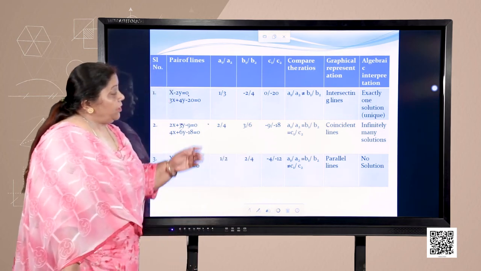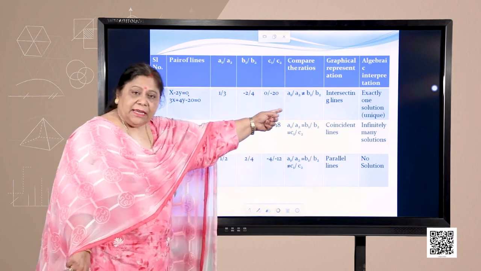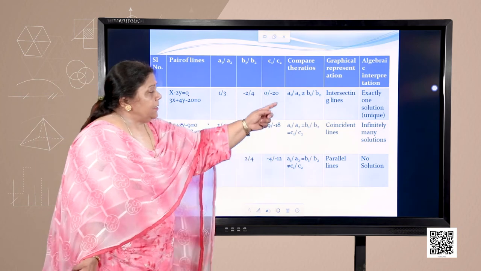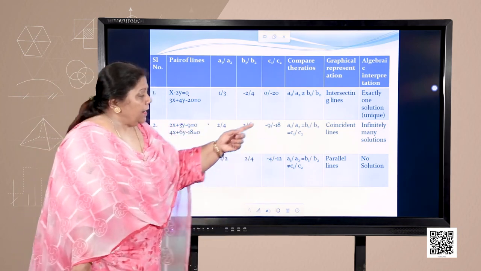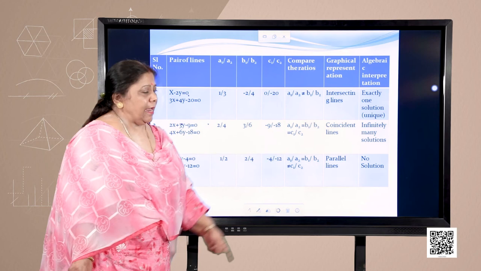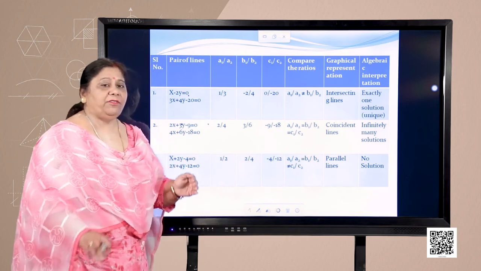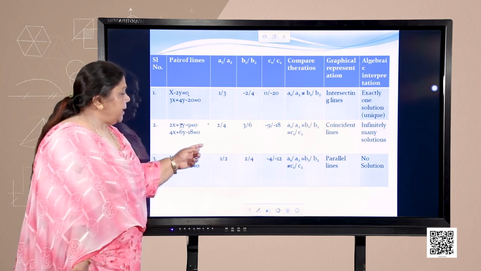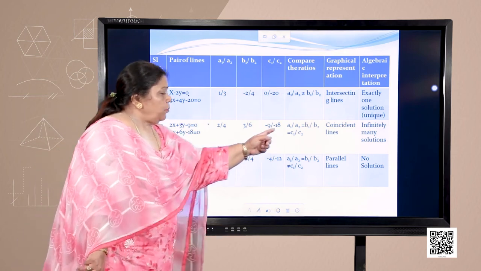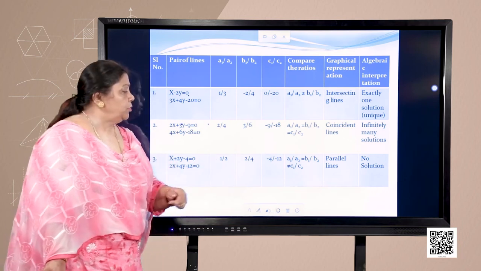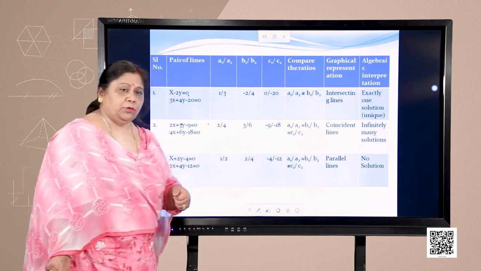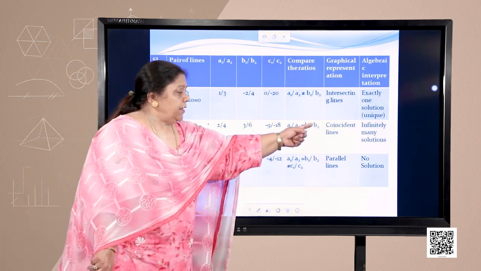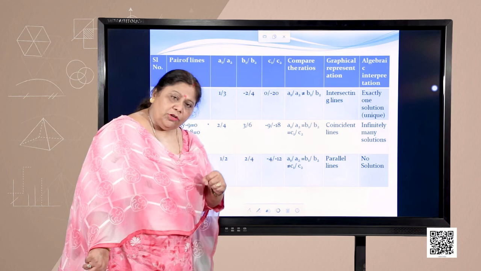And when we compare the ratios, you will find in the first case a1 upon a2 is not equal to b1 upon b2 and the lines are intersecting and exactly one solution we get in that case, and we say that the pair of equations has a unique solution. In the second case, we find that a1 upon a2 is equal to b1 upon b2 is equal to c1 upon c2 and we have coincident lines and that shows it has infinitely many solutions.